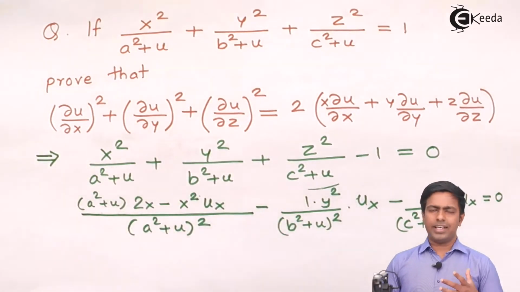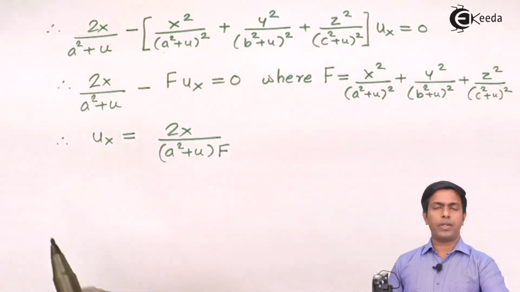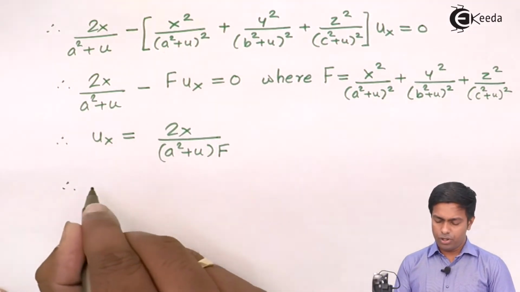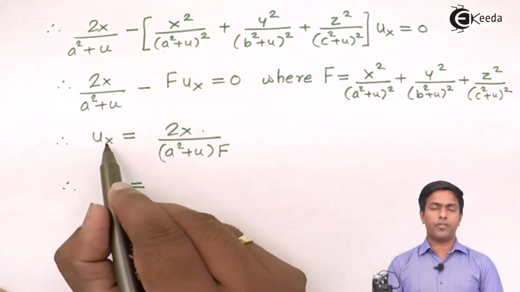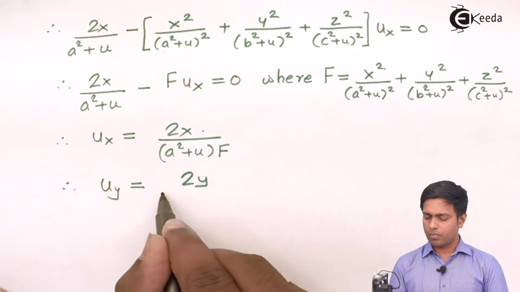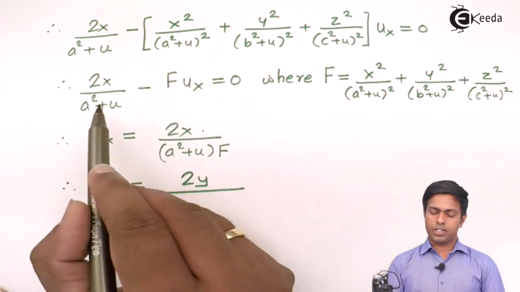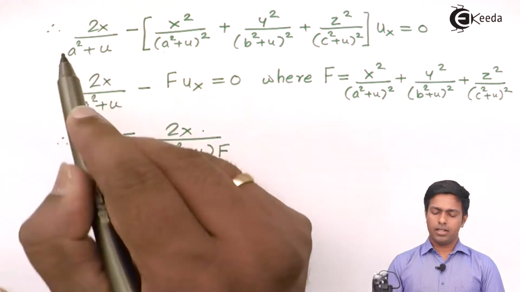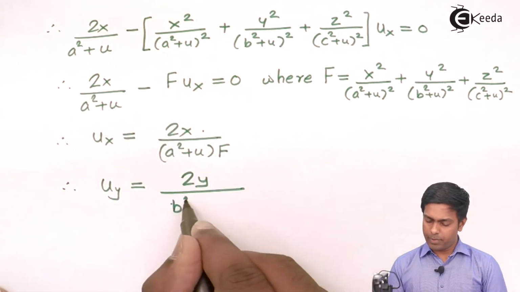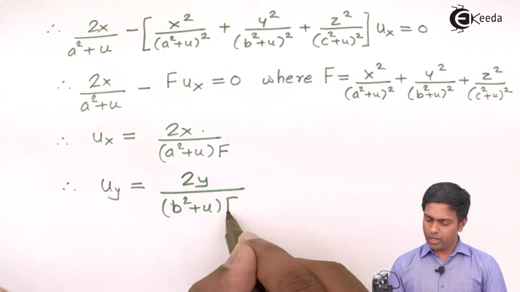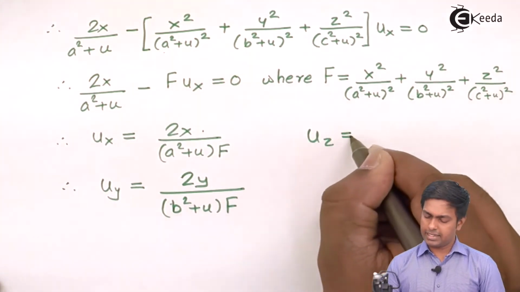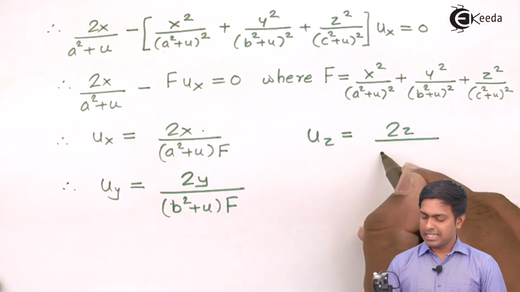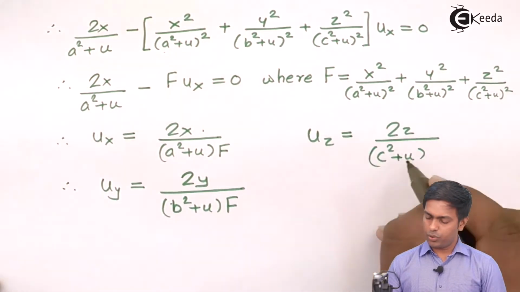So what it will do is, instead of solving it again and again, we can directly write down the result by looking at the previous result. So here we will say therefore uy is equal to, so guys, here as we got 2x when we differentiated with respect to x, here we will get 2y. In the denominator, here we got a square plus u with 2x. Similarly, here we will get b square plus u into f as it is, and then we'll get the value of uz as 2z upon c square plus u into f.